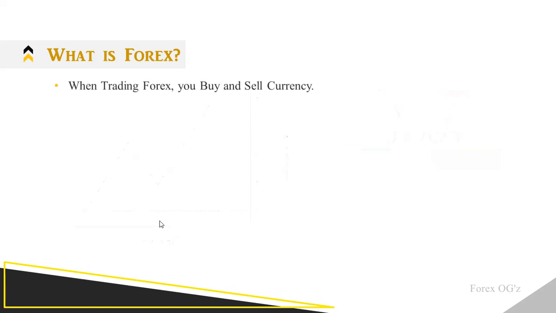When trading Forex, you buy and sell currency. Now assume that you are anticipating that price will trade higher. You want to be a buyer in the market, right? If you buy in the market and price begins to trade lower, that means you are taking a loss. You're making a loss in the market, right? But if you buy and price trades higher in your anticipated direction, then you are profiting from the markets.